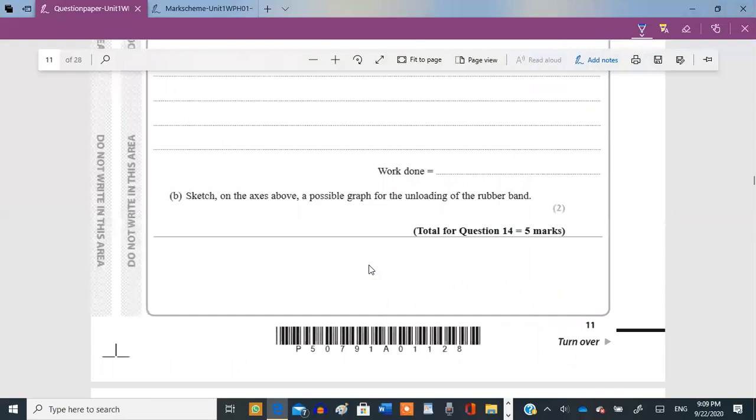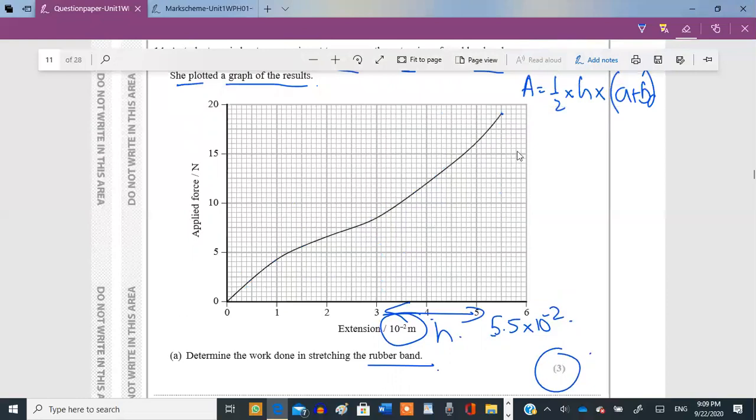Okay. Then sketch on the axis above a possible graph for the unloading of the rubber band. All right, so remember one thing: the rubber band does not undergo plastic deformation, okay? The rubber band remains elastic. So when you unload it, the graph is going to go back. The extension will try reaching back, and this extension will return back to 0, because it does not undergo plastic deformation. This is the unloading graph. It's going to be below the actual loading graph.